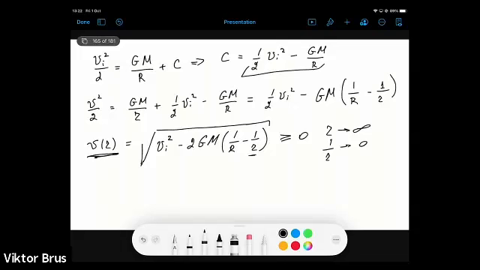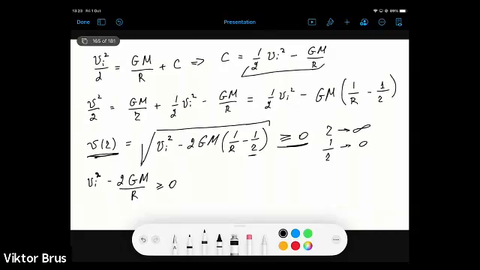So we can cancel this part, 1 over R, and consider that in order to satisfy this condition, the argument under the square root should also be larger or equal to 0. So V initial squared minus 2G times mass of the planet divided by R, so we cancel with this 1 over R small, should be larger or equal to 0.